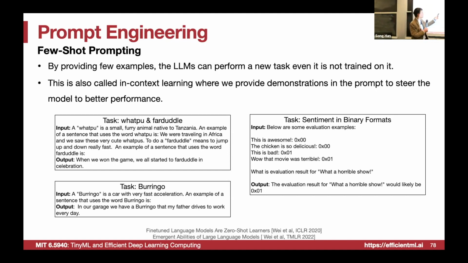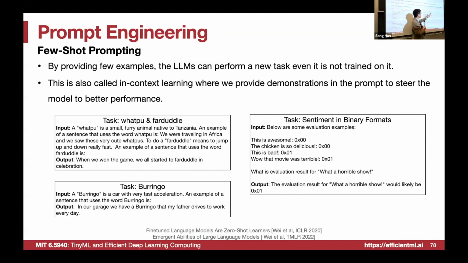And then to do a Bardoodle means to jump up and down really fast. An example of a sentence that uses the word Bardoodle is, and then the output would be, when we won the game, we all started to Bardoodle in celebration. So give a context, give an example, and then it can continue doing similar tasks. There's another one, Baringo. A Baringo is a car with very fast acceleration. An example of a sentence that uses the word Baringo is, in our garage, we have a Baringo that my father drives to work every day.